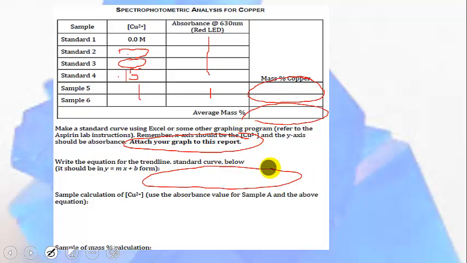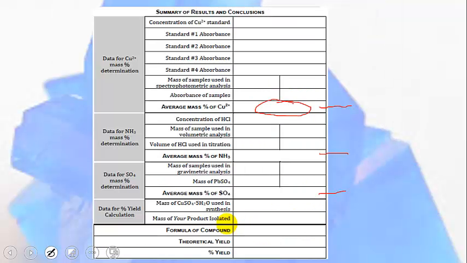Put the equation for your line here, your y equals mx plus b, and show a sample calculation that I just showed you for your data. So now we have this mostly filled out. Okay, so we have all of this filled out so far. So how do we do the rest?